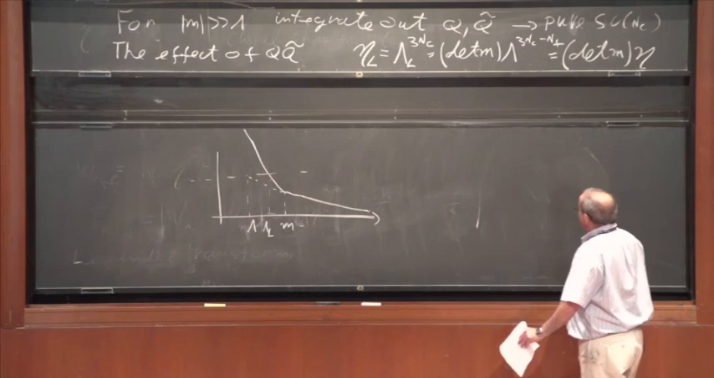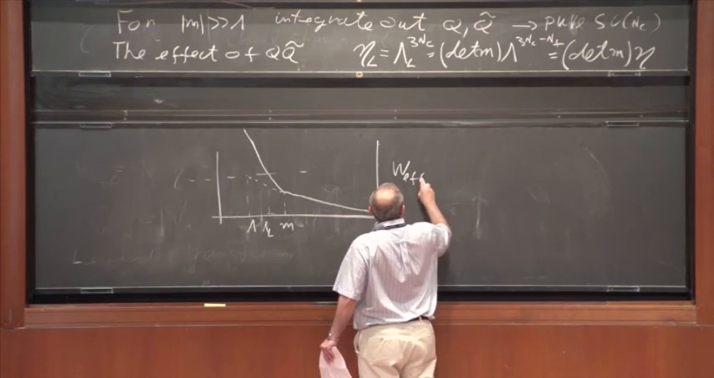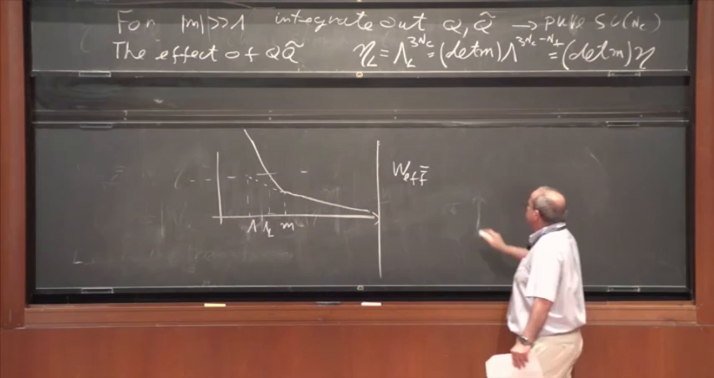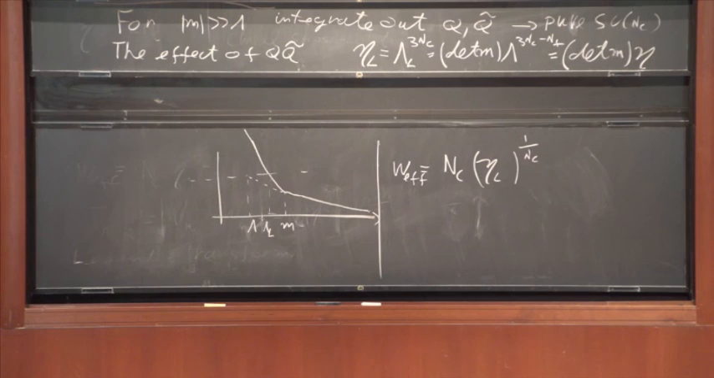So we have this formula. And with this formula, we can just copy the previous answers. So the effective superpotential at low energies, we have just SU(NC) dynamics. And we just copy the previous answers, which was NC, eta low. So we just copy the answer we had before, which we can now write in terms of the original variables.